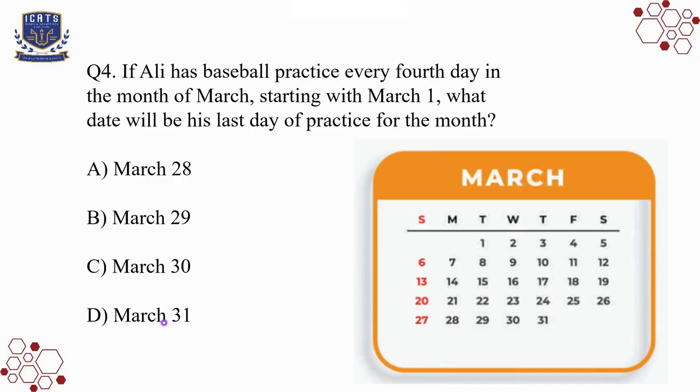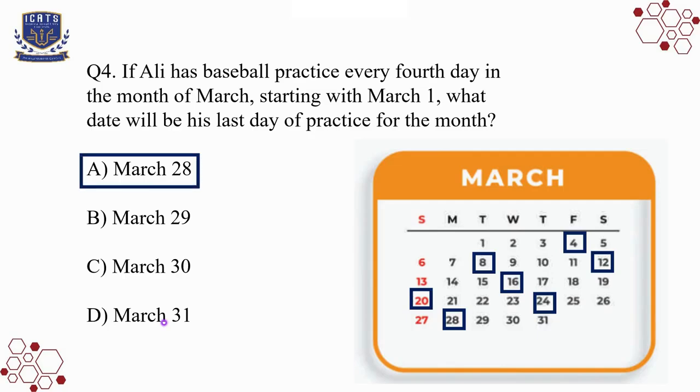So as the practice is on every 4th day of the month, the first practice day will be on 4th, second will be on 8th, third will be on 12th, fourth will be on 16th, fifth will be on 20th, sixth will be on 24th, and seventh will be on 28th of March. As then the next practice day will be in the month of April, we will select option A here. His last practice day will be on 28th March.